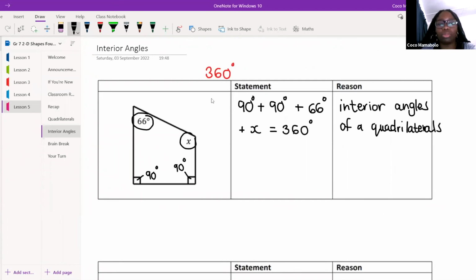But I'm already bored because that's very long. And I don't feel like writing "interior angles of a quadrilateral" every single time. I do not feel like writing that every single time. So what I'm going to write is int dot, that's interior angles of a quad dot. Okay, so that's what I'm going to write instead. But now we need to figure out what x is.